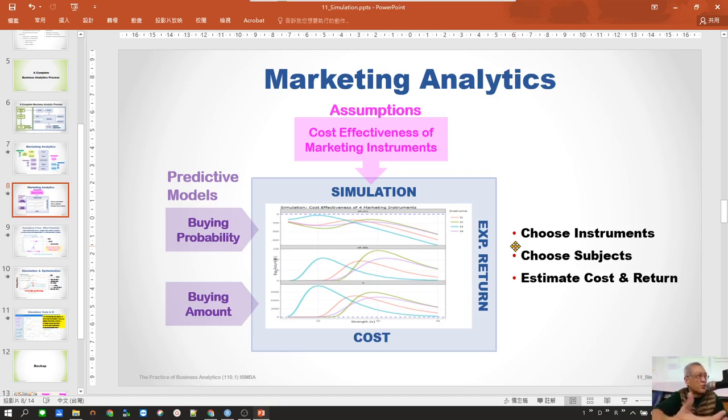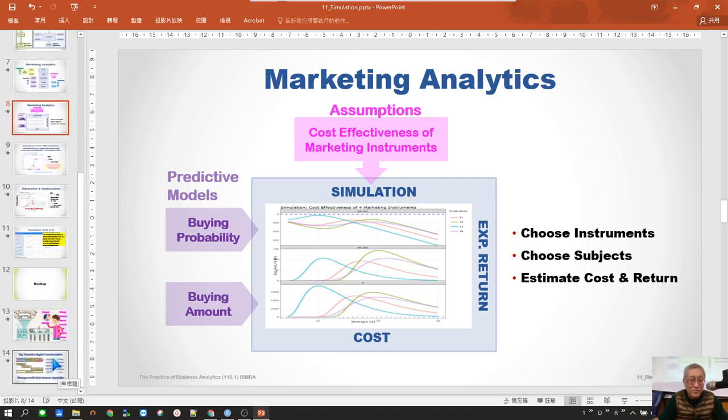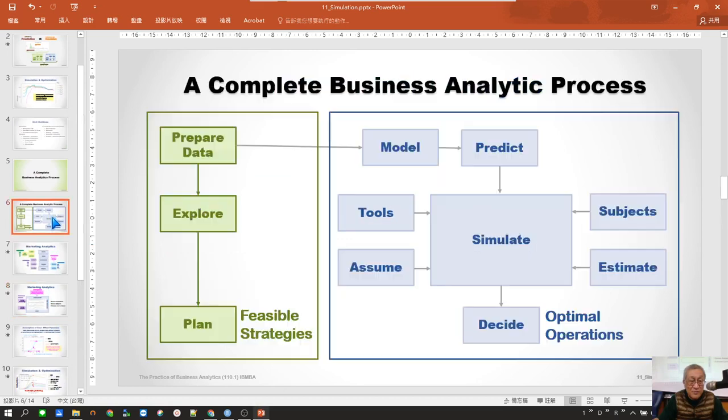Because this is already the end of the class, the end of the course, this is actually the thing that I would like you to do in your final presentation. In this semester, we try to give you a complete business analytic process. In the retailing store data set, we try to let you experience a complete business and analytic process.